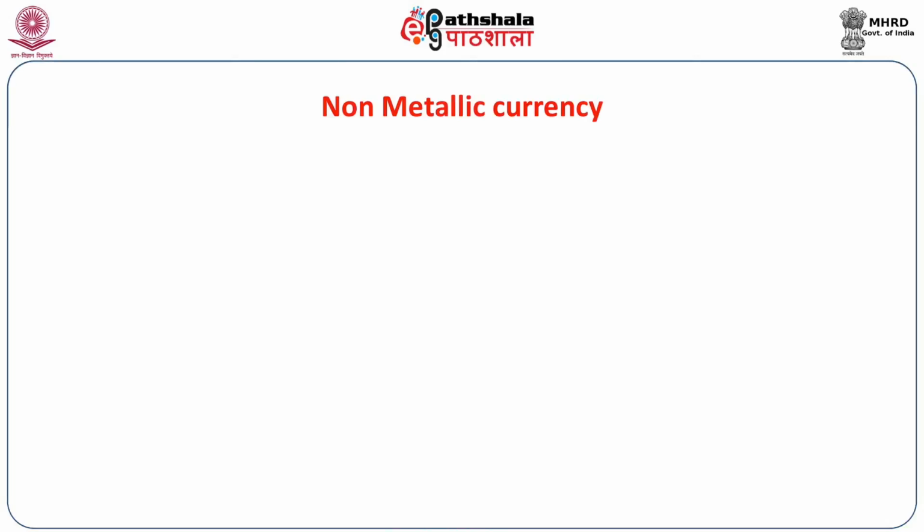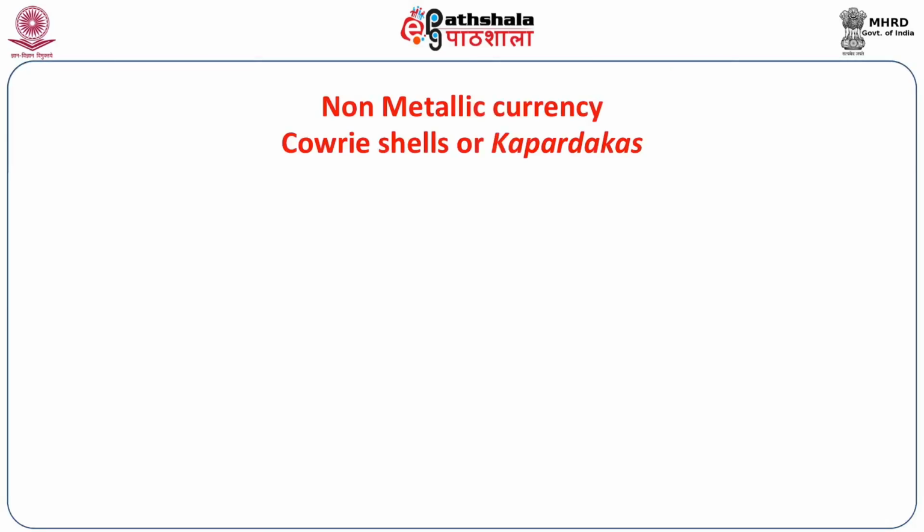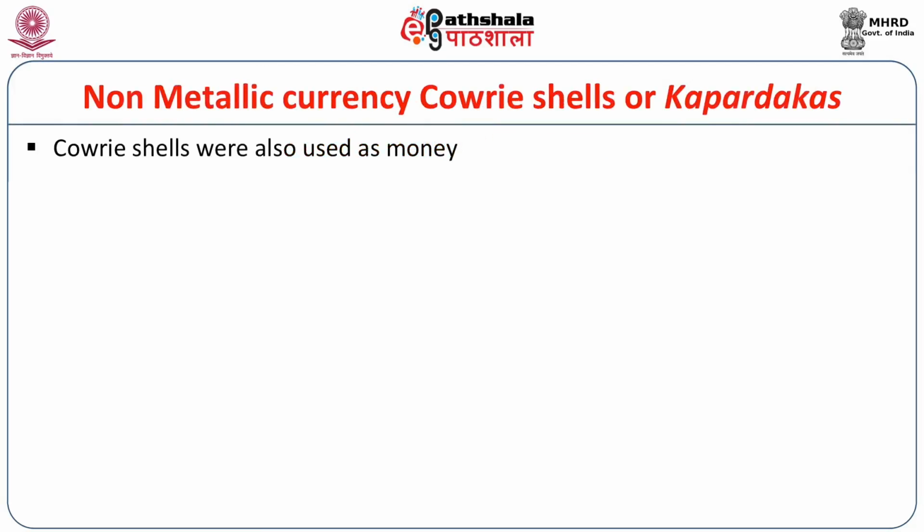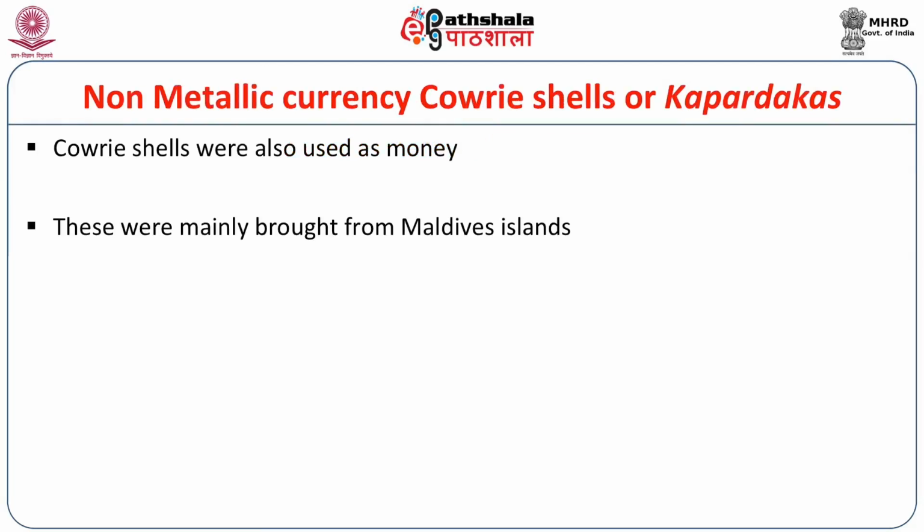Now finally towards the end, let us discuss the non-metallic coinages or the non-metallic pieces which also circulated as currencies. Along with the coins, we also find the cowries or the kapardakas, the cowrie shells circulating as medium of exchange, and these were mainly brought from Maldive Islands, and in Bengal region we find that cowries had become a regular currency. When Fa-Hien came to this region, Fa-Hien mentions that Madhya Desha was using cowries as currencies.